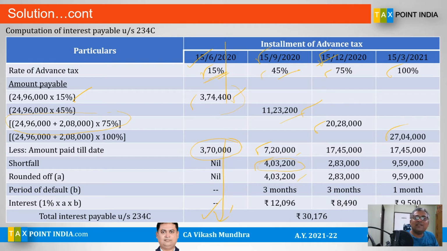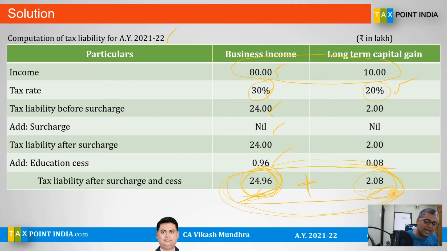For how many months is it leviable? For 3 months. 3 months into 4,03,200 into 1% comes to 12,096. Got it? Now the third one. By 15th December you are supposed to pay 75%. How much? 20,28,000. In this installment we added both the figures.